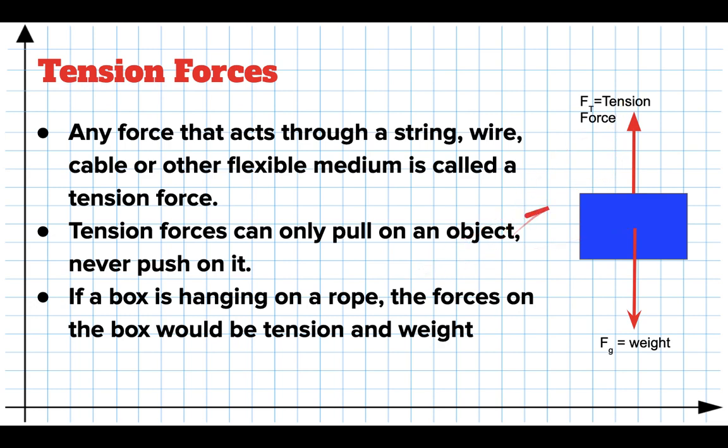So tension forces are the forces that are exerted by a flexible medium, like a string, a cable, a wire, those kinds of things. Anytime you have a wire or a cable or a string or a chain pulling on something, we call that a tension force. Okay, so a box hanging from a rope would have two forces on it. There's always gravity acting down if it's on Earth, and there's a force pulling up, and that will be the tension force.